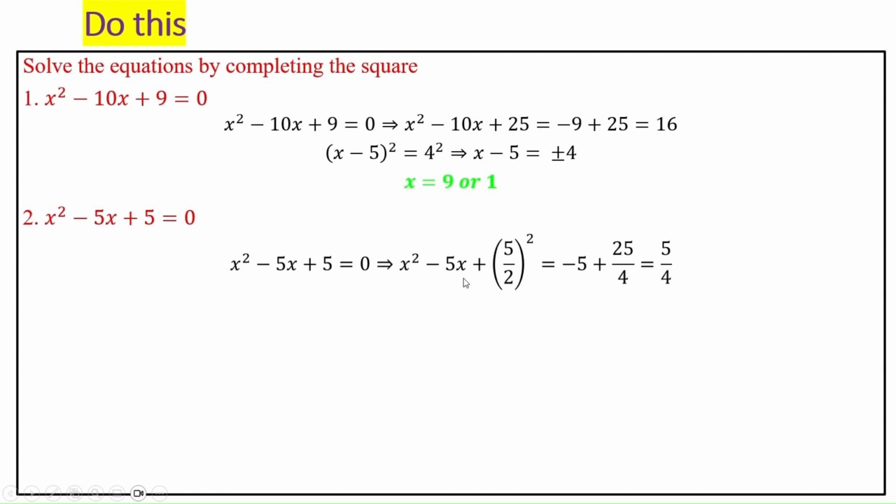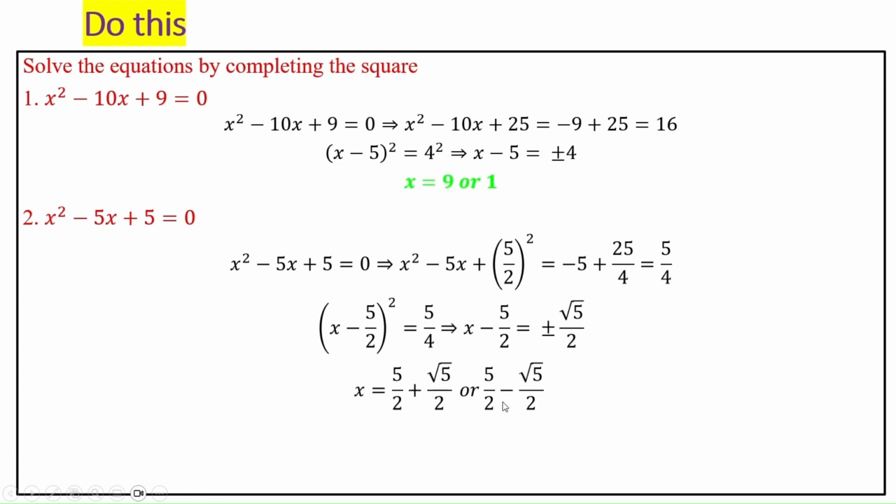Same thing, you will try to add 5/2 as the b square term, so (5/2)², I will add on both sides. What I will get is (x − 5/2)² = 5/4, or x equals 5/2 plus square root of 5/2, or 5/2 minus square root of 5/2.